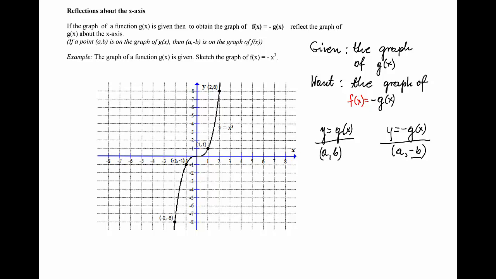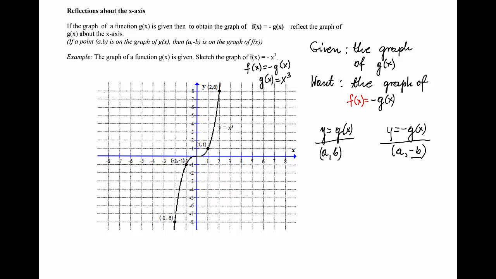Suppose I want to sketch the graph of the function f of x equals negative x cubed. I can think about this function as the function negative g of x, with g of x being x cubed. X cubed is one of the basic functions whose graph we should know and whose graph is actually drawn in the coordinate system. So function f of x is the reflection of the function g of x about the x-axis.